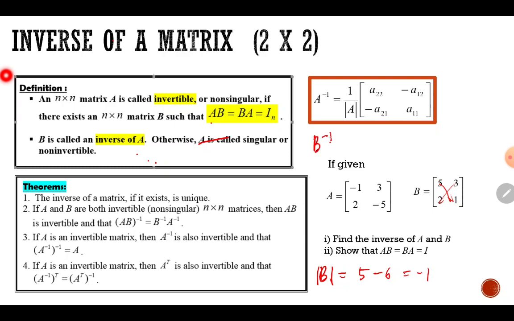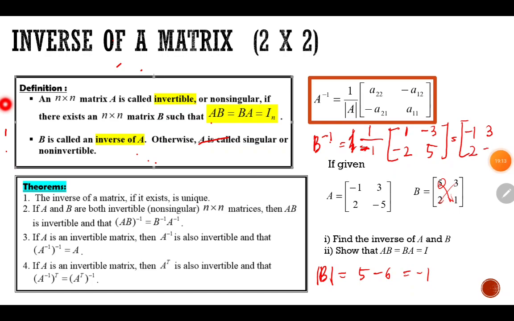So for B inverse, we'll go quickly this time. 1 over negative 1. And we interchange, 1 goes up. Now 5 goes down. 2 becomes negative 2. 3 becomes negative 3. So you see what you get? Negative 1 times 1, you get negative 1. Negative 1 times negative 3, you get 3. Negative 1 times negative 2, you get 2. Negative 1 times 5, you get negative 5.